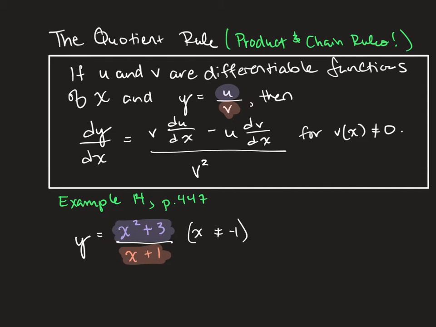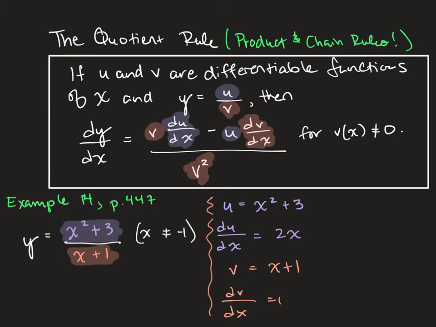The derivative of this is going to be v times the derivative of u minus, and pay real close attention to this minus. It's super easy to mix up the order here, but remember, subtraction is not commutative. 8 minus 5 is not the same as 5 minus 8. So v times the derivative of u in front of u times the derivative of v, and then all of it over v squared. So here's what that would look like.